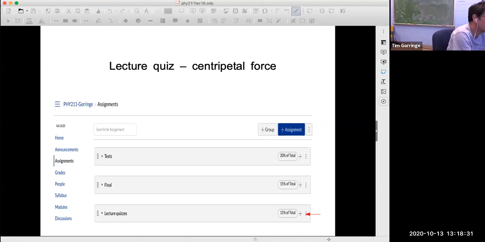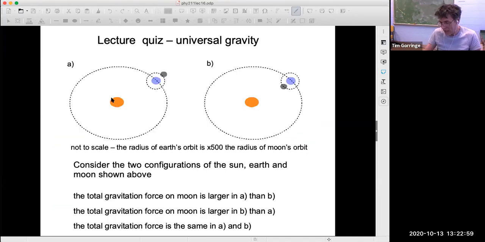I've got a quiz, so I'm going to post this quiz for you. In A, because the Earth and the sun are on the same side, they're both over here, they're both attracting the moon towards the bottom left. In B, the sun and the Earth are on opposite sides of the moon, and so they're attracting the moon in opposite directions. The sun is attracting the moon down to the bottom left, and the Earth is attracting the moon up to the top right. So in A, the forces are in the same direction. The sun and the Earth pull in the same direction. In B, the forces are in opposite directions.